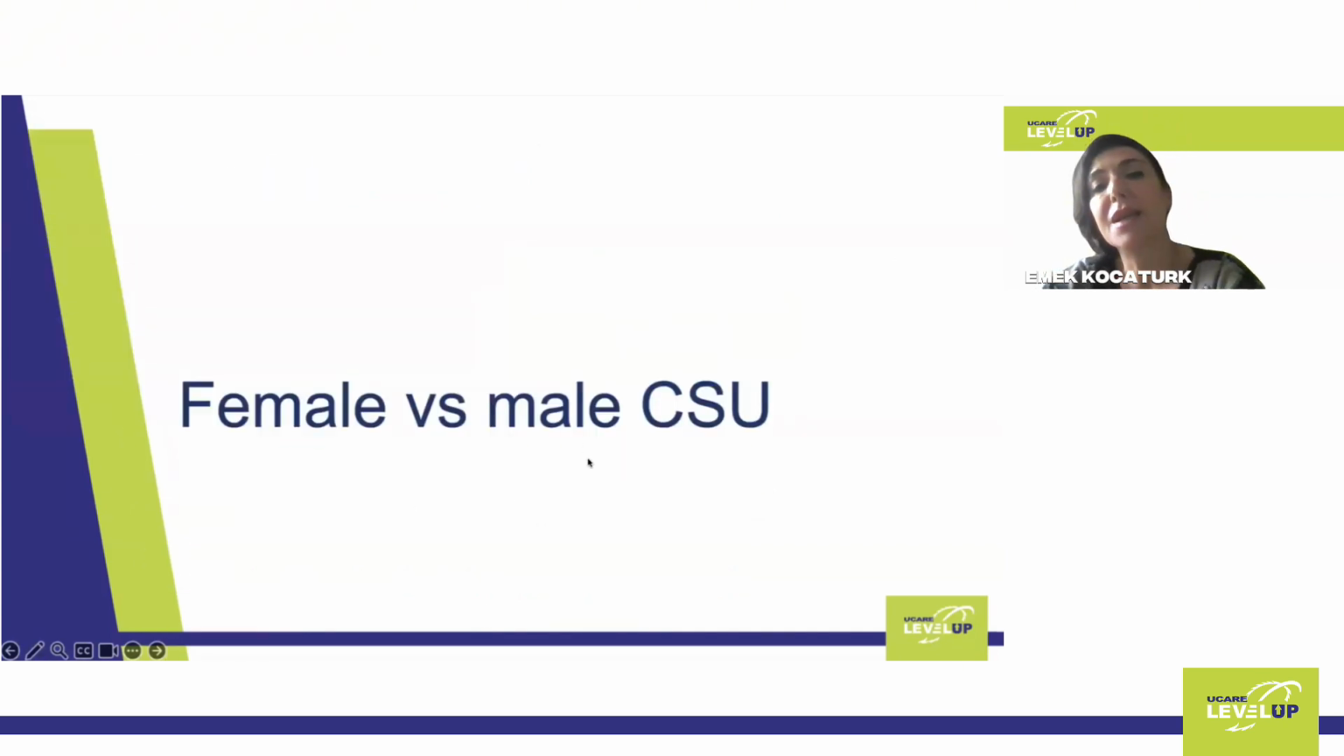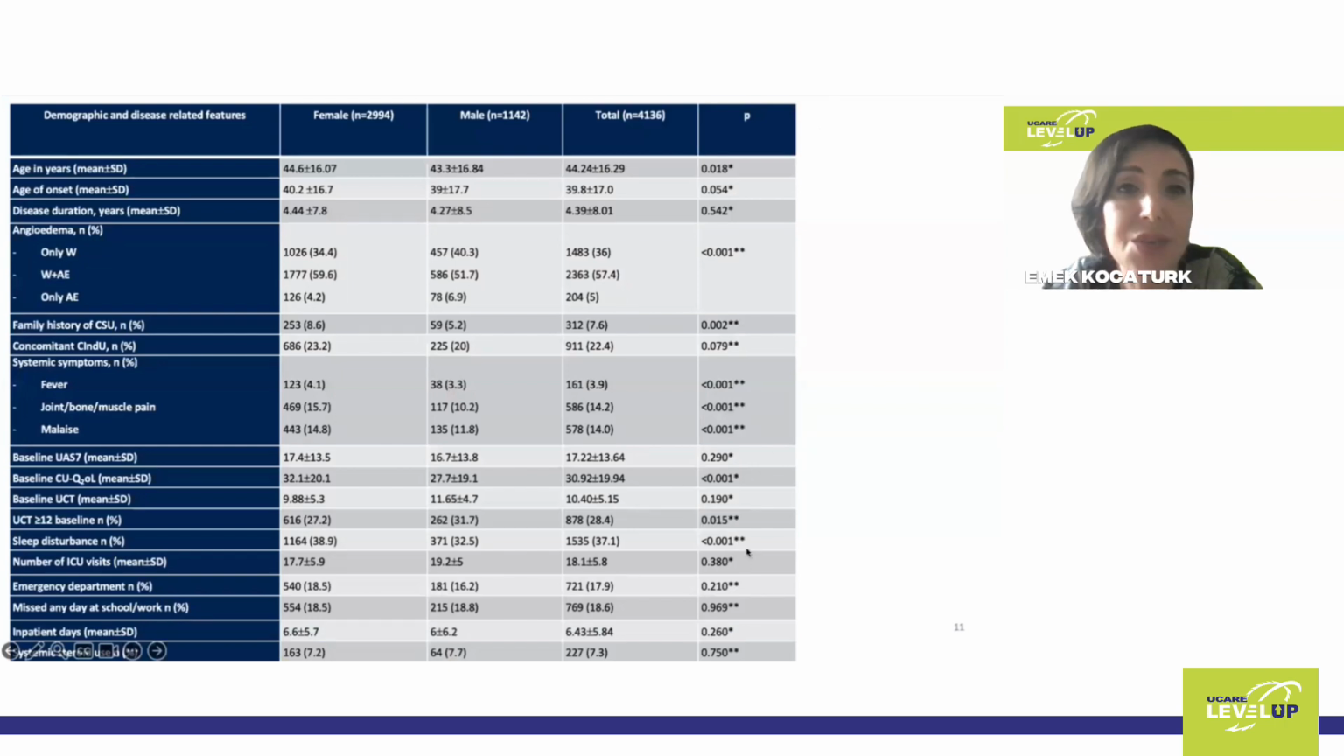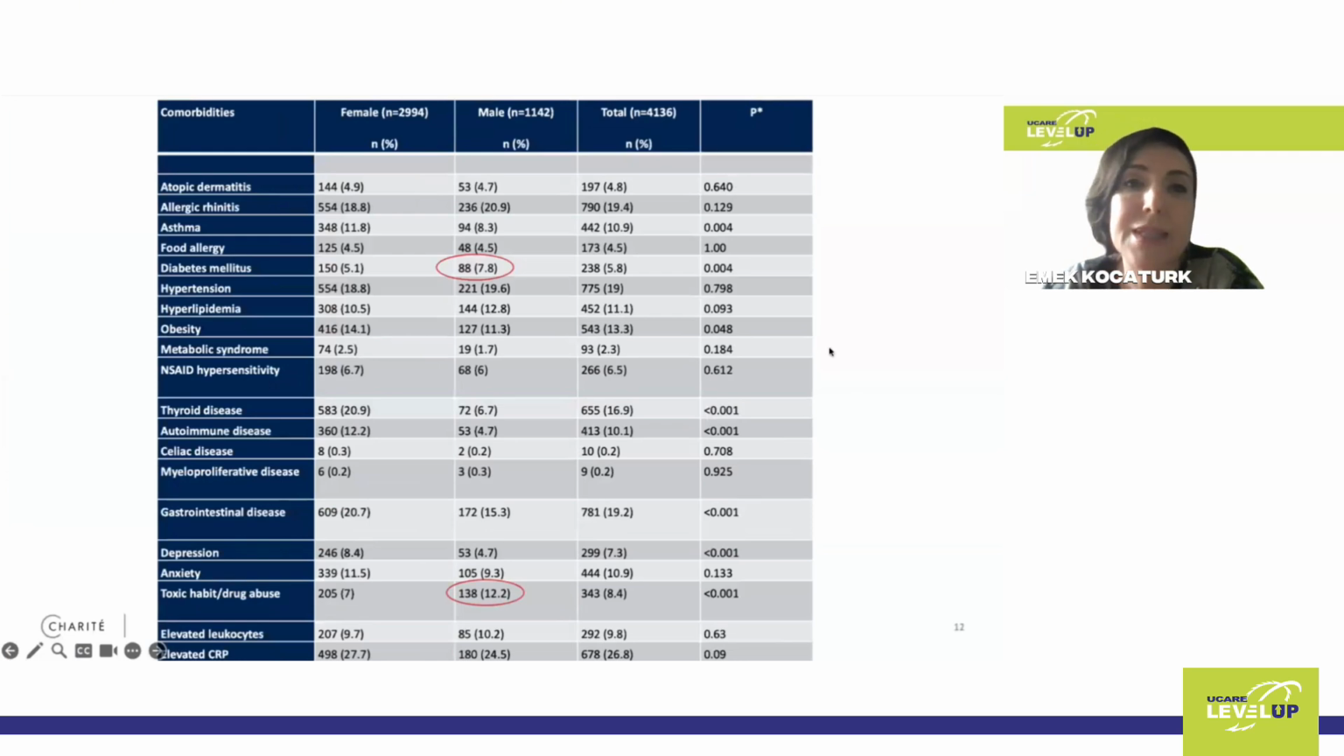We also compared female patients with male patients, and we found some differences: female CSU patients are suffering more than male CSU patients. We analyzed the CURE registry data, and we found that female CSU patients are a bit older than male patients, and they had more VIL plus angioedema presentation compared to males. They had more family history of CSU, and they had more systemic symptoms. They had more quality of life impairment, less controlled urticaria, and more sleep disturbance.